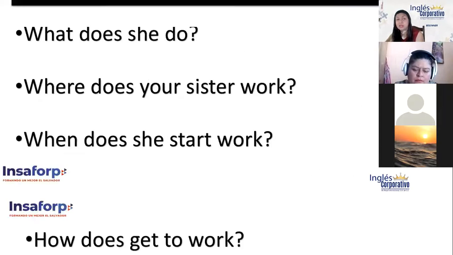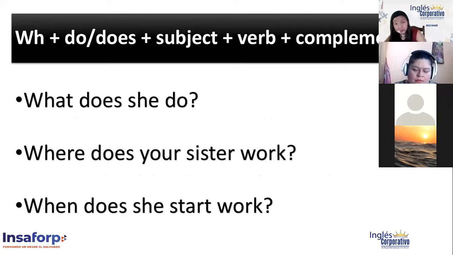So I have these questions and I would like you to practice the questions with a partner. And what does she do? It can be about your sister, right? If you don't have a sister, you can talk about another person, your best friend, your husband, or your brother. Okay. And I will send you the pictures, the questions in the PowerPoint, so you can have them.